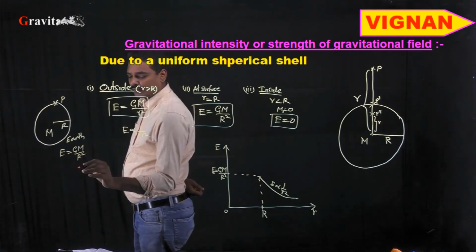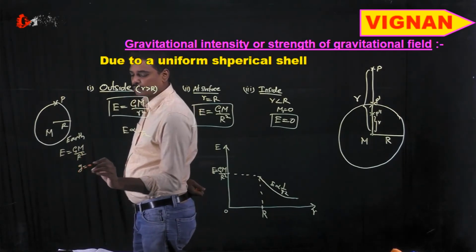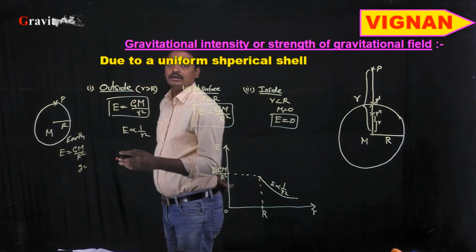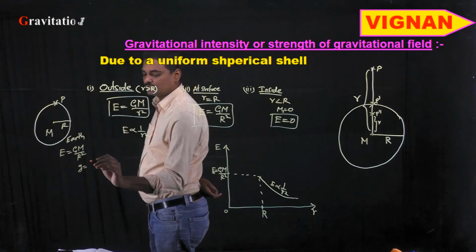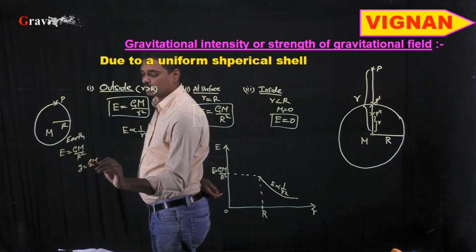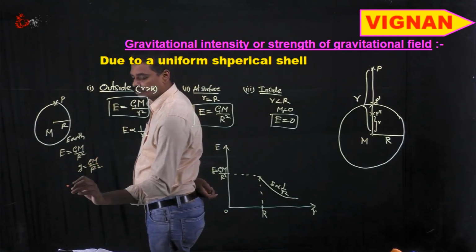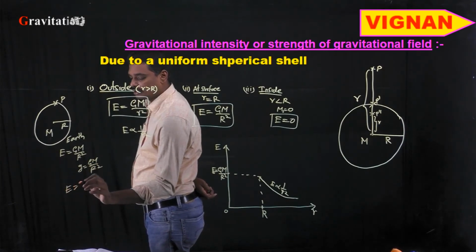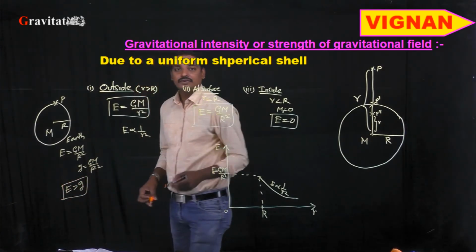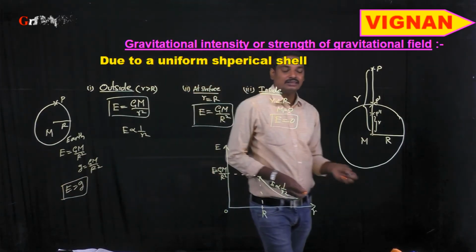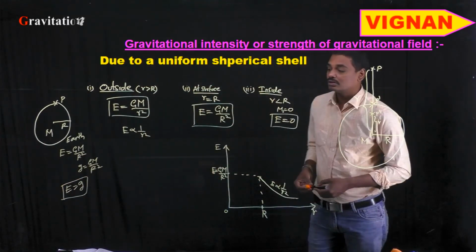We know the relation between small g, acceleration due to gravity, and the universal gravitational constant capital G: small g is equal to G capital M by R square. Therefore we can write E is equal to g. The strength of the gravitational field at the surface of the planet Earth is nothing but the acceleration due to gravity.